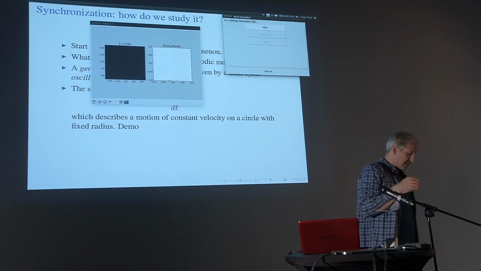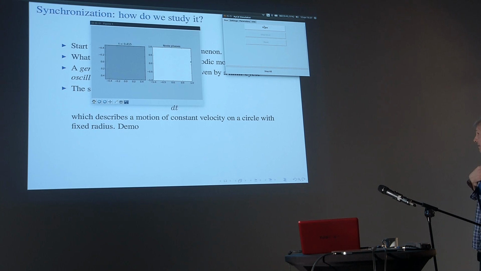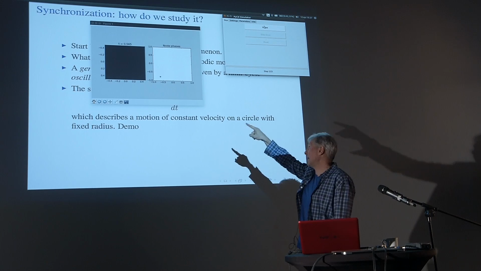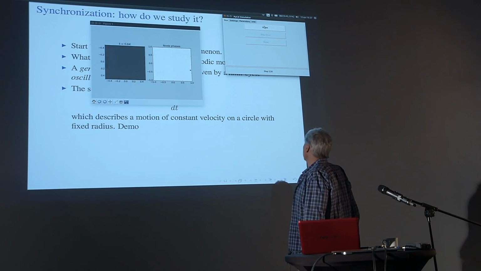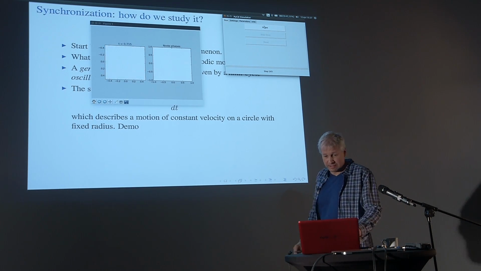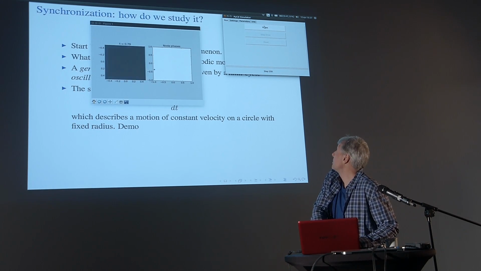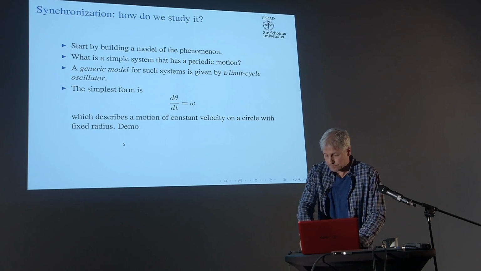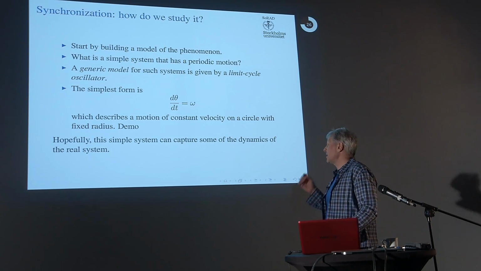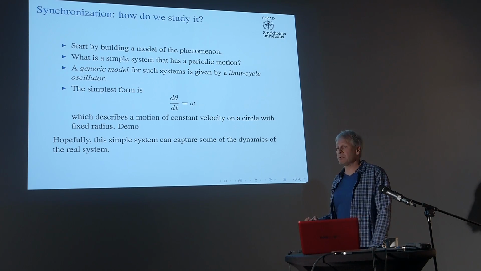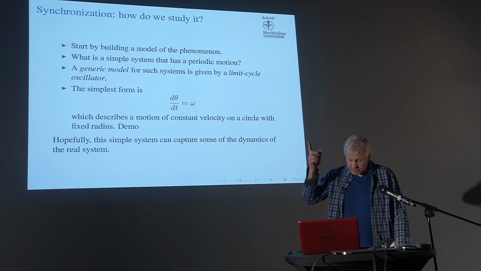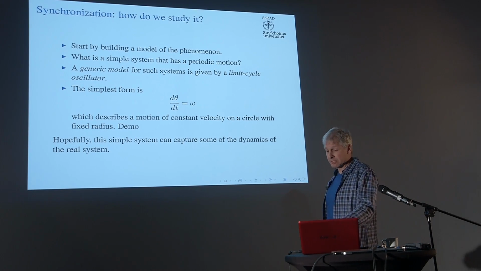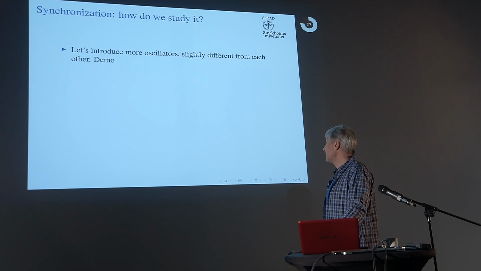It represents the position on the vertical of this dot. So when it's down, it's black. When it's up, it's white. This will be more interesting later. We pause. And so hopefully with such a simple system, because it's a generic model, meaning that any self-sustained oscillator should behave similarly to this, we could capture some interesting dynamics.